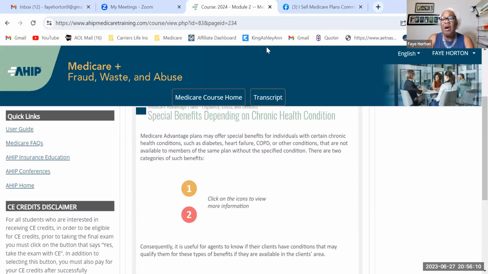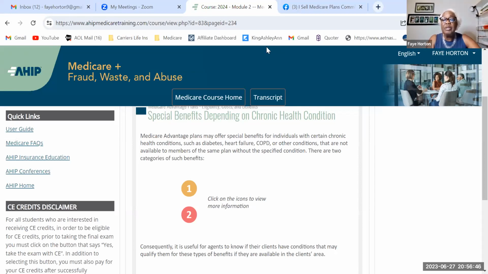Medicare Advantage plans may offer special benefits for individuals with chronic health conditions. We've already named them. We already know that not every carrier's chronic plan covers every condition. So you have to know which conditions are in which plans. One of the beauties of being a broker, you have access to more than one company. And if one company's chronic plan doesn't cover the condition that your member or your prospect has, you have options, you can look at other plans.